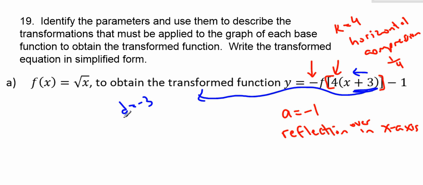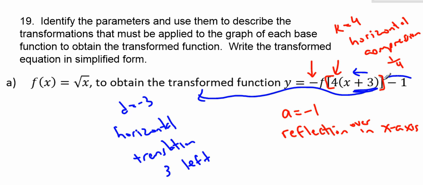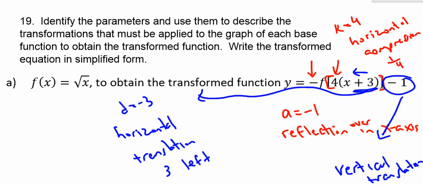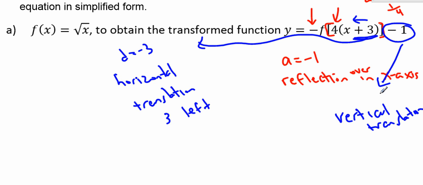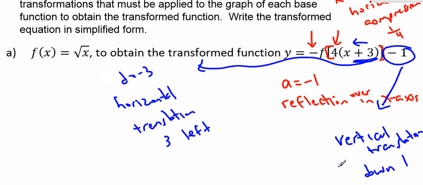So this is a phase shift, or I guess just horizontal translation, 3 to the left. And then finally over here, this is a vertical translation. Hope you're not trying to read my writing, you're just listening to my voice, right? This is a vertical translation down 1. So this is c equals -1. So we know that we are reflecting it in the x-axis, horizontal compression by a quarter, left 3, down 1.